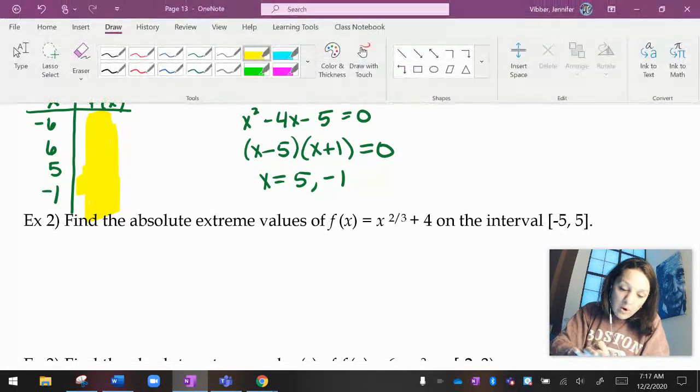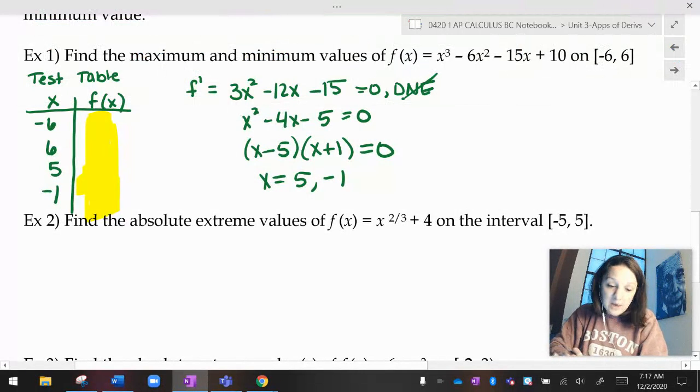Okay, so now I'm just going to find f of -6. Oh my goodness, this is going to take me a while here.